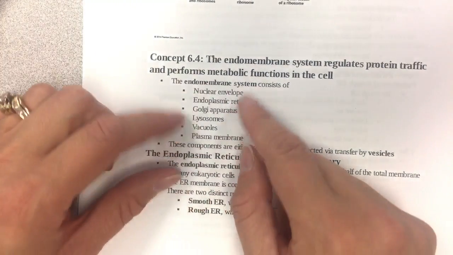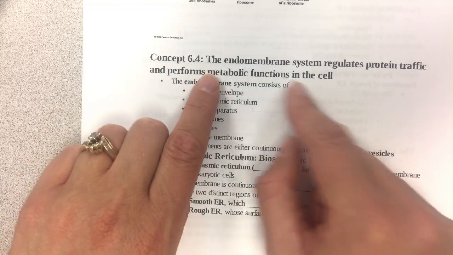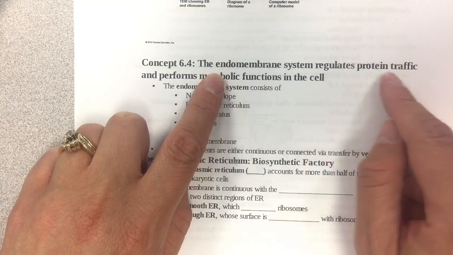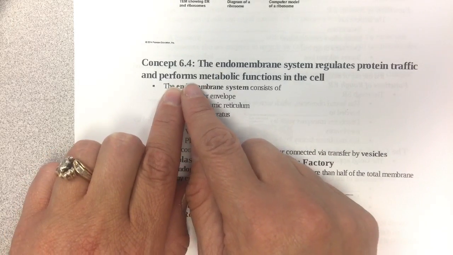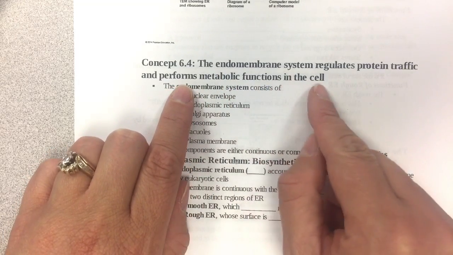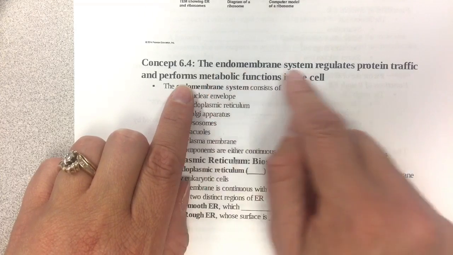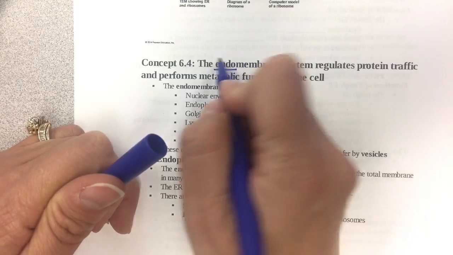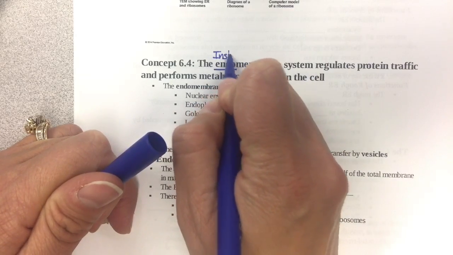Next, we're going to look at some organelles and how they all work together. Concept 6.4 says the endomembrane system regulates protein traffic and performs metabolic functions in the cell. So we're going to learn about this endomembrane system. Endo means inside.